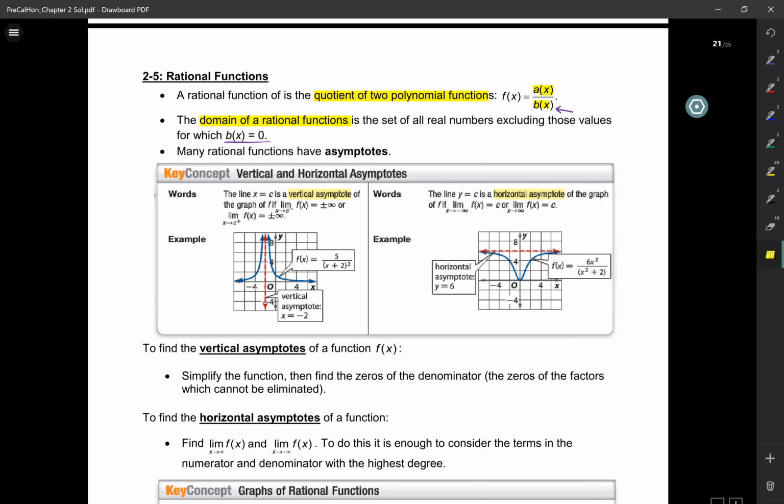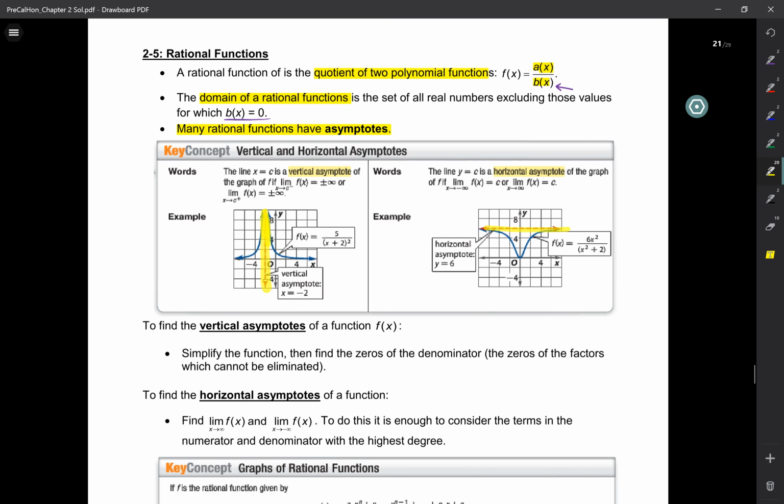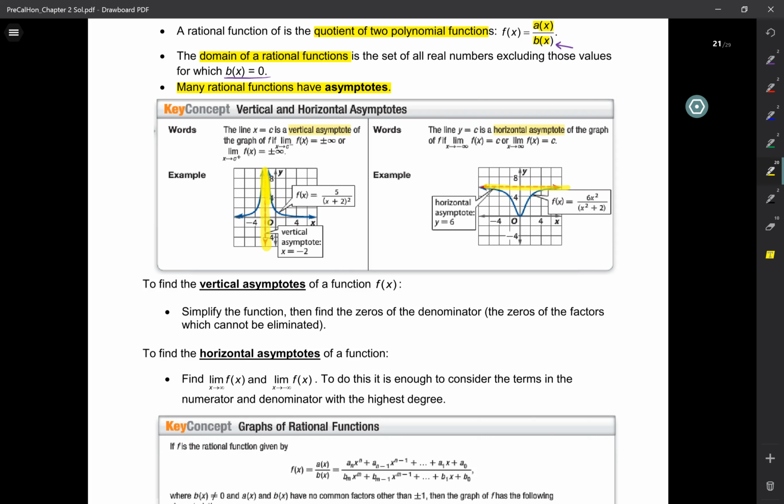One important characteristic of rational functions is that many of them have asymptotes. And as you can see here, and as we've talked about countless times, an asymptote can either be vertical or it could be horizontal, and we're going to see later on that it could also be something else. All right, well, how do we find vertical asymptotes?